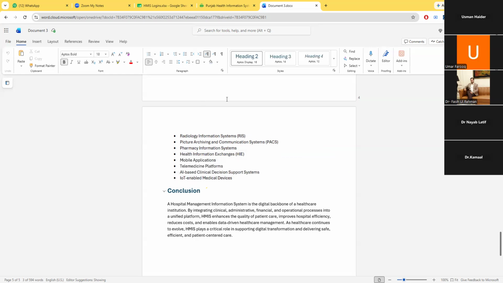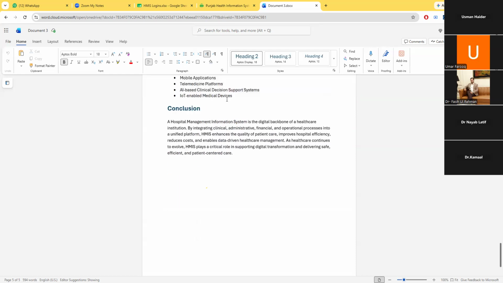Then IoT-enabled medical devices. Nowadays, the devices are also intelligent. For example, blood pressure machines and sugar machines generate the results, and these machines are automatically integrated into your HMIS system, and the result is entered into the system according to that test for that patient. So these are the IoT-enabled medical devices.